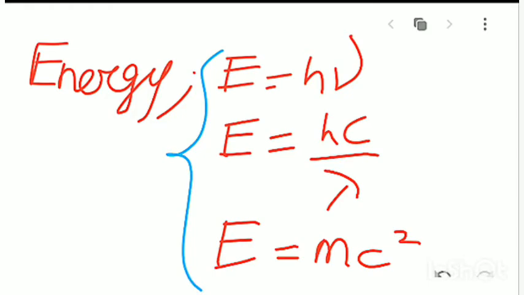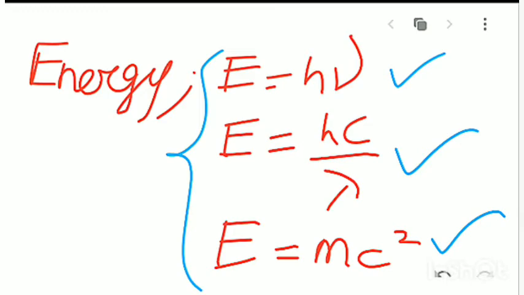Clear? In any case, if you are asked in terms of frequency, this gives you the frequency. If you are told in terms of wavelength, there is a formula for lambda. And in terms of mass, if you are calculating, these are the values.